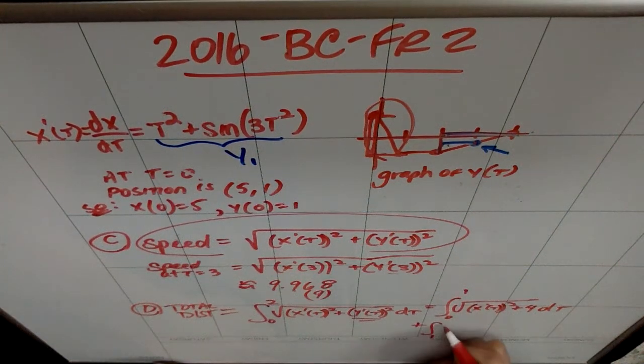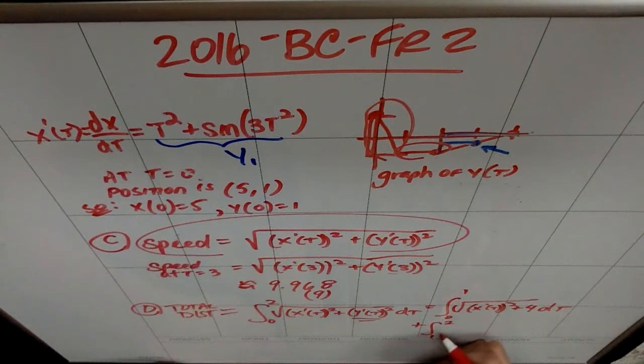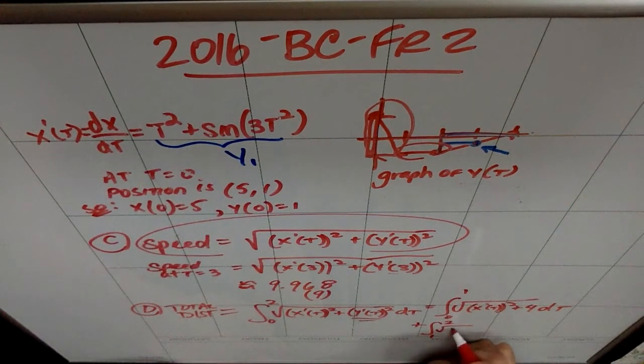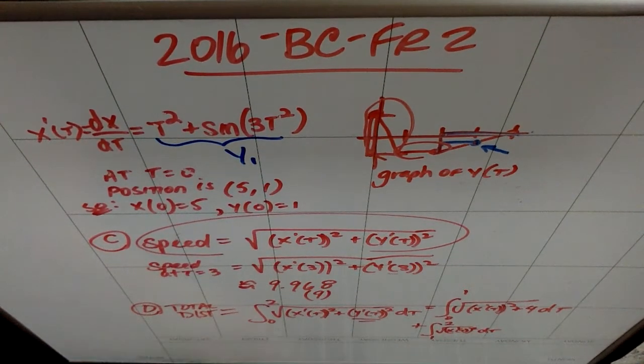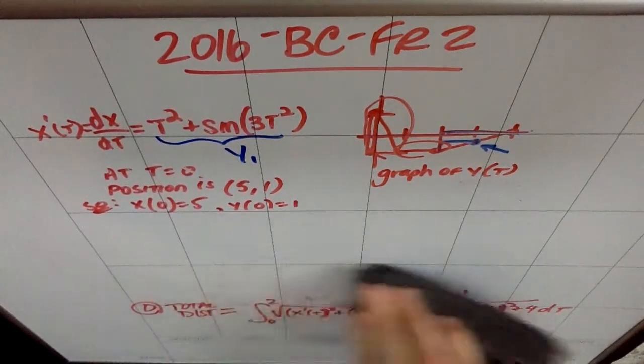Plus the integral from 1 to 2. Now here, the slope is a 0. No rise. So I get the square root of x prime of t quantity squared dt, and I can make my calculator do that. So what this is going to look like in my calculator, if I type these in my calculator.